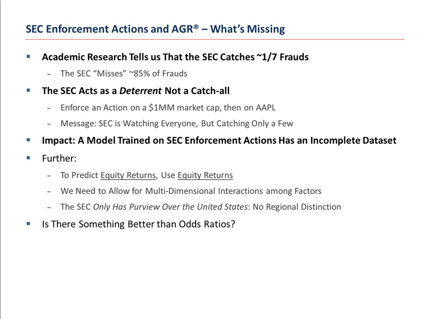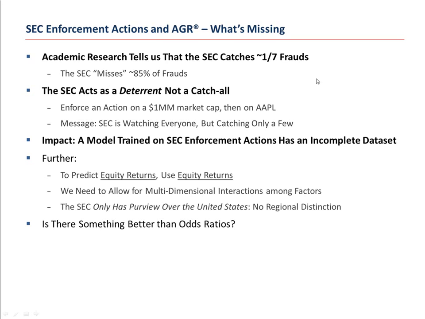But the newest academic research and private research tells us that the SEC only catches about 1 out of every 7 frauds. Or said differently, the SEC misses 85% of the frauds. And that's not to cast aspersions. The SEC is there to act as a deterrent, not a catch-all. It's absolutely impossible for the SEC to catch every fraud. So what they'll do is they'll enforce an accounting action on a $1 million market cap company, and then they'll enforce an action on Apple, the largest company in the world, just to say, hey, the SEC is watching everyone, but we're only catching a few.